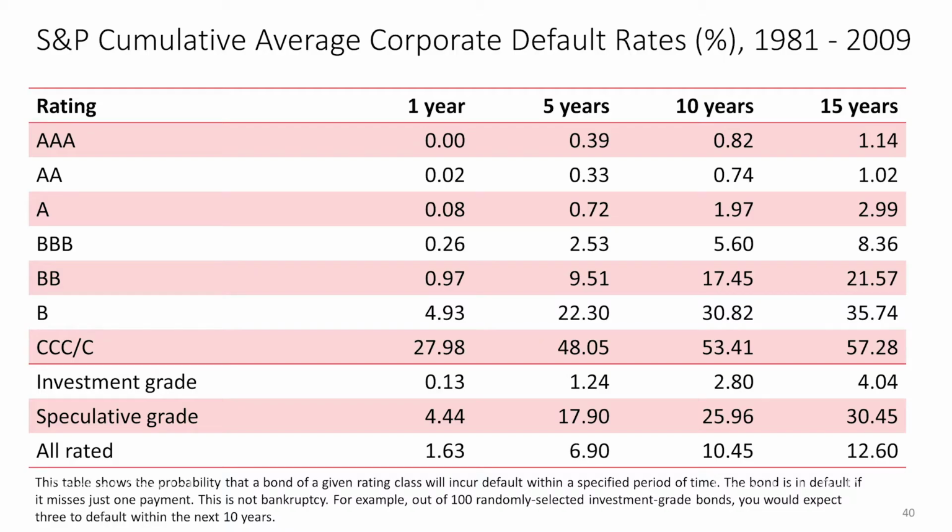In estimating the cost of debt, we generally refer to the credit ratings issued by Standard & Poor's, Moody's, and Fitch Ratings. There is a high correlation between credit ratings and the probability of default. Table 4 presents historical average default rates for S&P rated debt over the 29 years from 1981 to 2009. The table shows the probability that a bond of a given rating class will incur default within a specified period of time. The bond is in default if it misses just one payment. This is not bankruptcy. For example, out of 100 randomly selected investment grade bonds, you would expect 3 to default within the next 10 years.